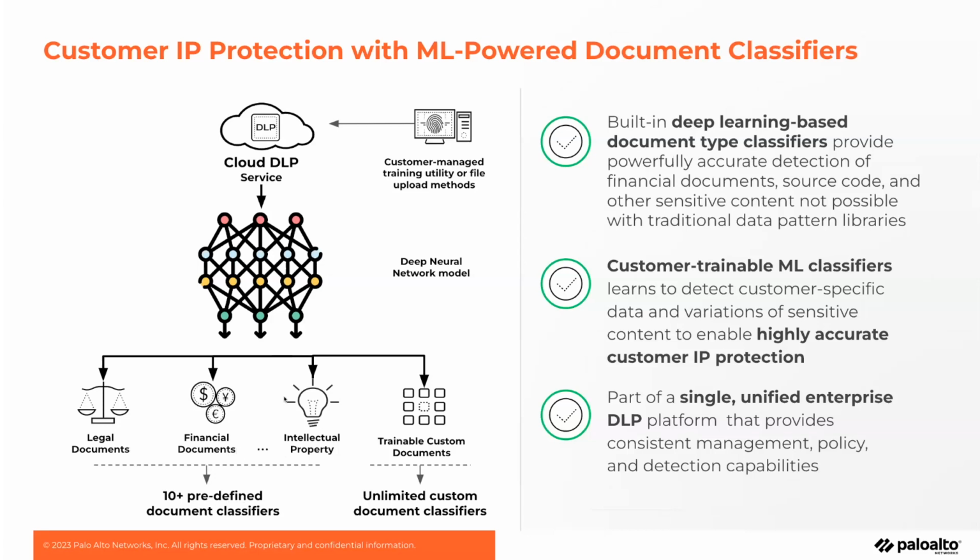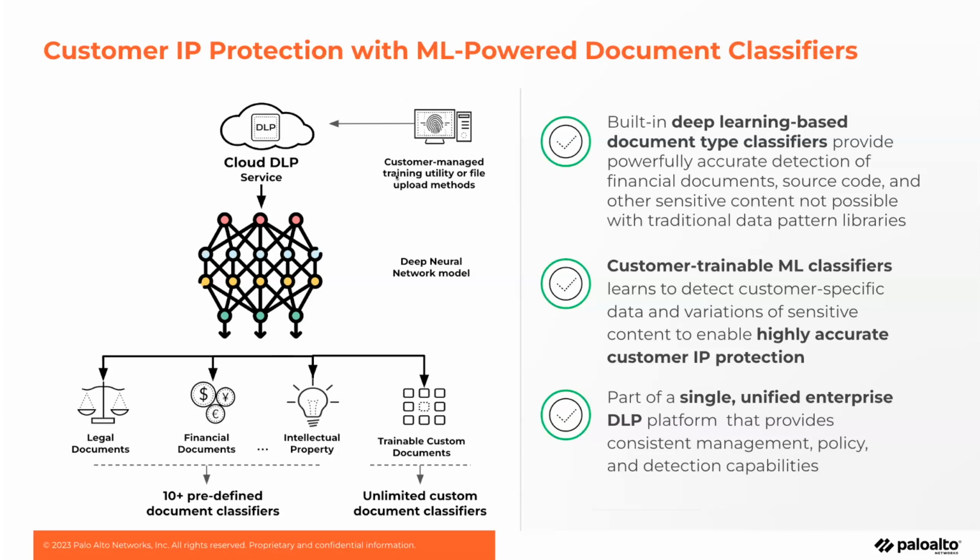The topic of customer IP protection. So Palo Alto's DLP has a built-in set of deep learning models, which are machine learning based, that provide classification out of the box. So in this case, there are about 10 plus predefined document classifiers available out of the box. And that's what we call predefined document types. And then customers themselves can train our machine learning models, but these machine learning models are only pertinent and only relevant to that particular customer's tenant. So there is privacy and security built in.